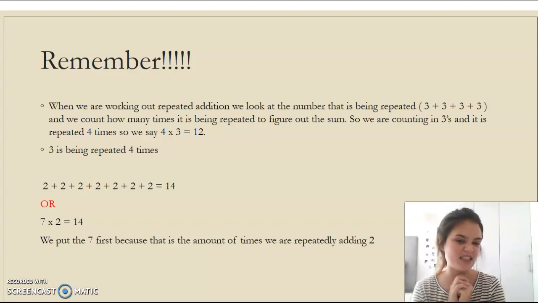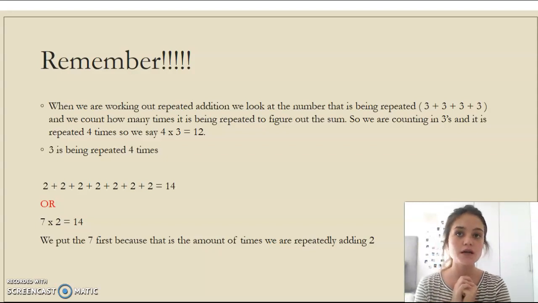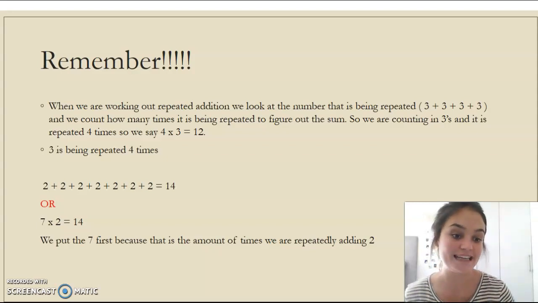That should make it easy so that you don't have to keep going. 3 plus 3 is 6, plus 3 is 9, plus another 3 is 12. I'm giving you a trick to work it out easily.